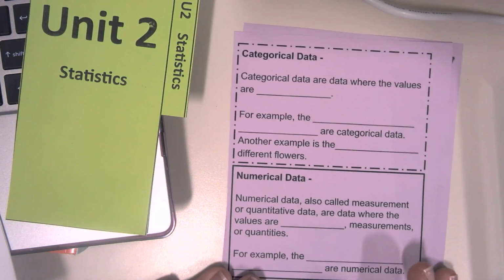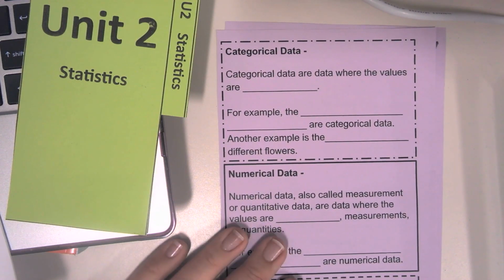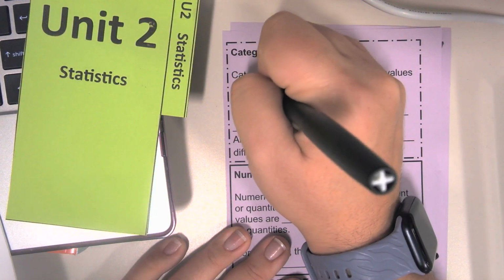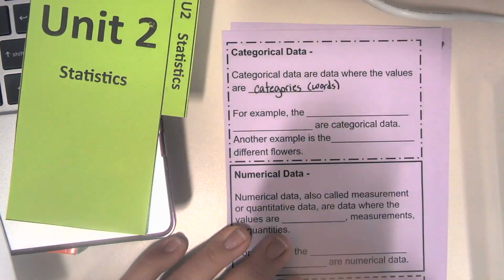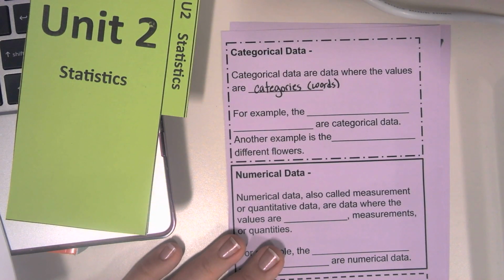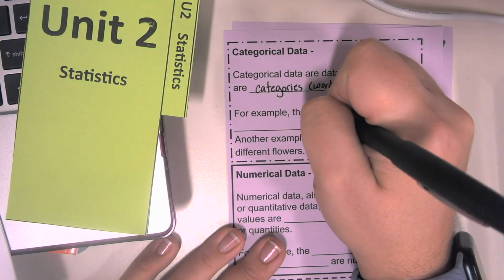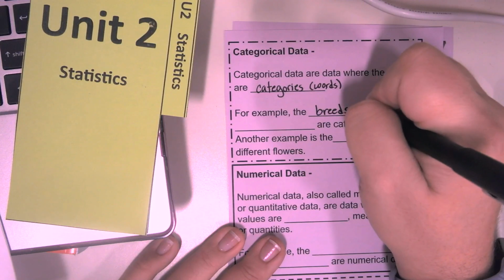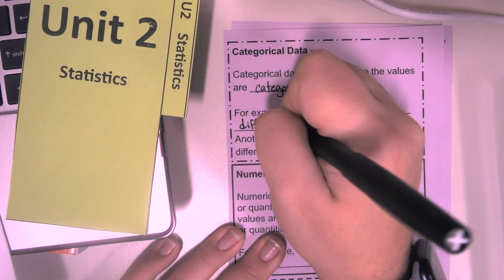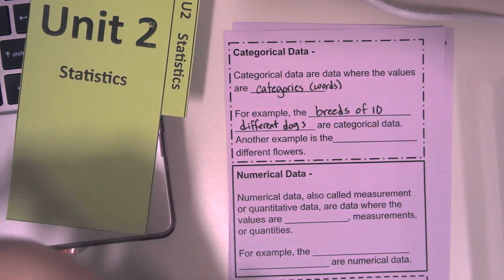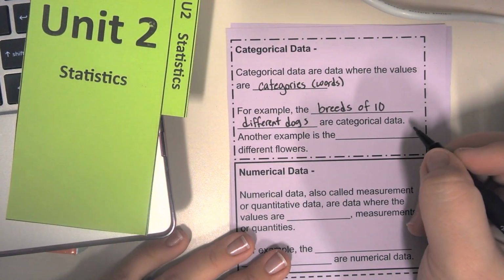Alright, so on the second page now we're going to talk about different types of data. So first we have categorical data, which are data where values are categories, or words, if you want to describe it that way. So for example, if I'm thinking about dogs, it wouldn't be anything about the dogs that has to do with numbers, it would be something that has to do with categories. So I may look at the breeds of 10 different dogs. So the breeds of 10 different dogs would be categorical data.